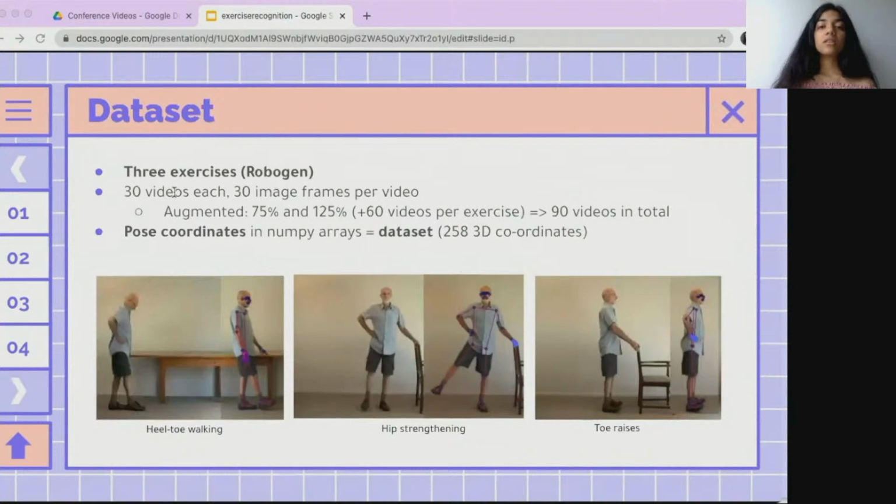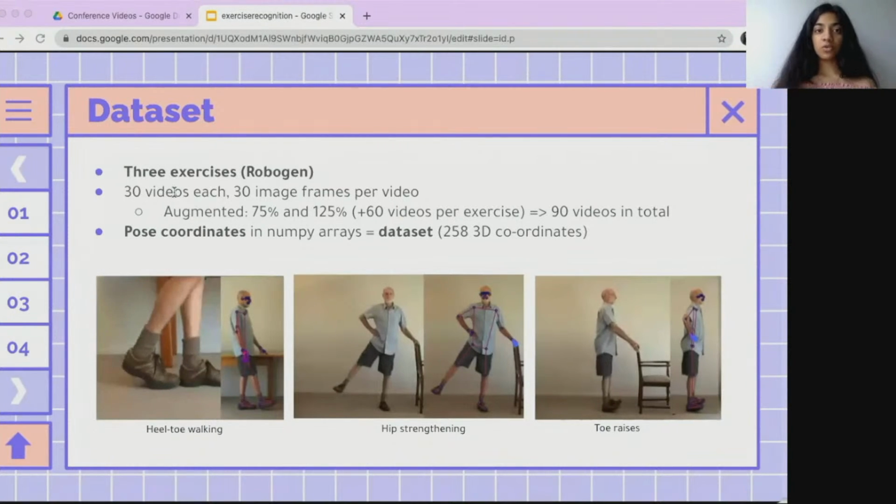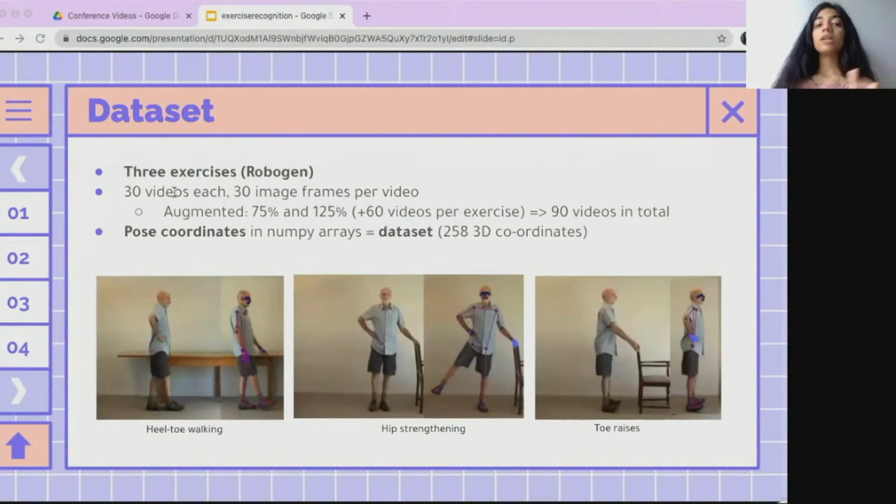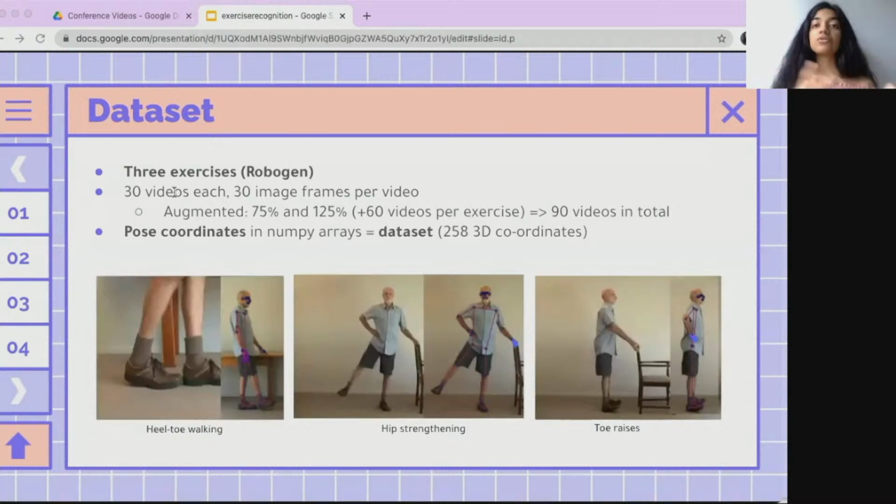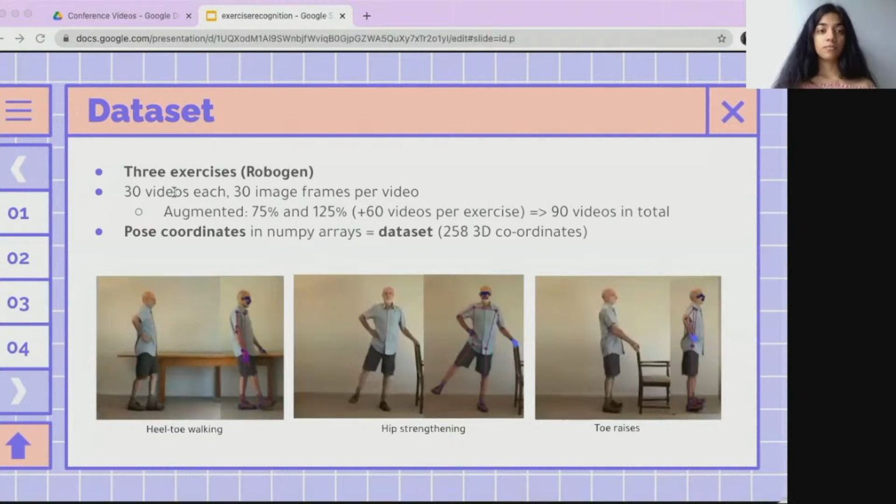To create the dataset, we obtained videos from Robogen, which is a medical survey established by the UOA Cares Department, and applied a MediaPipe model on them. The model chosen was MediaPipe Holistic, which has landmarks on hands, legs, and the body. The original Robogen videos are shown on the slide, and the ones beside them show pose mapping on a single frame of the video. The obtained 258 coordinates were saved as NumPy arrays and scaled to 75% and 125% to diversify the dataset a little bit.